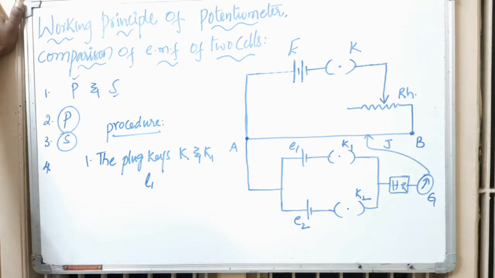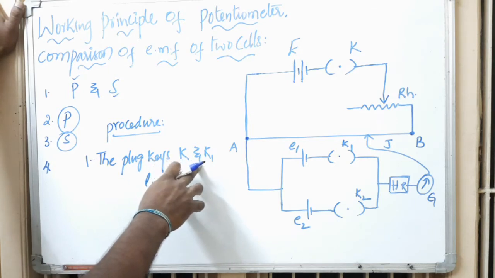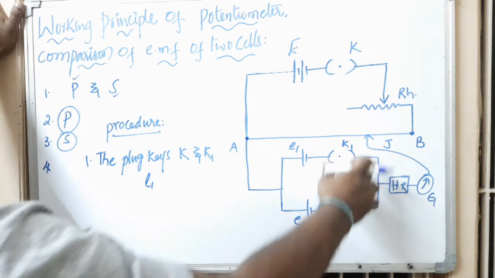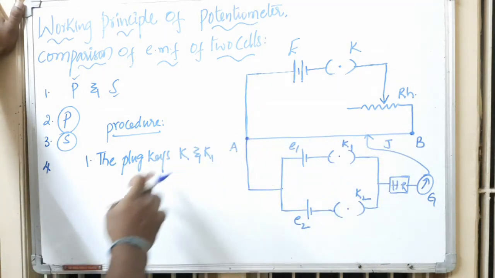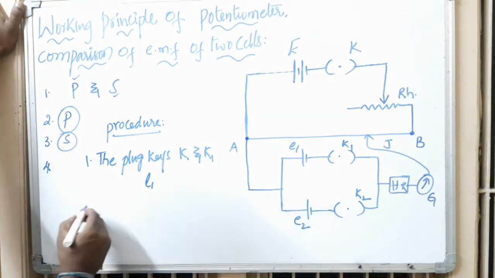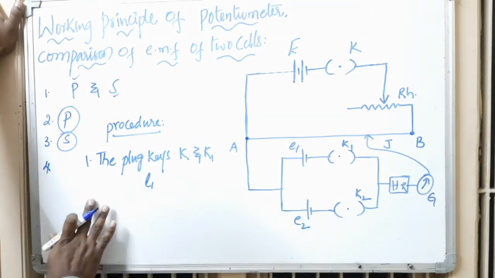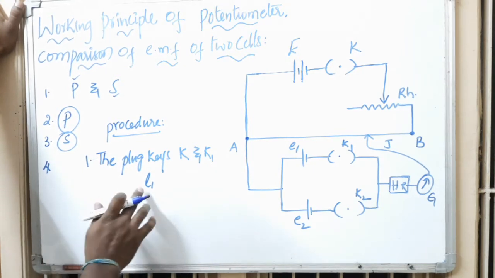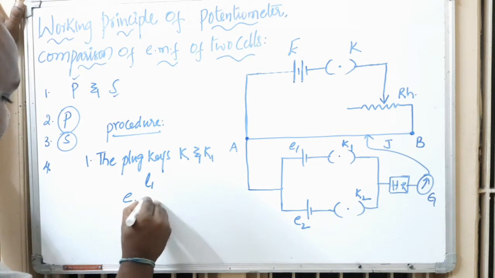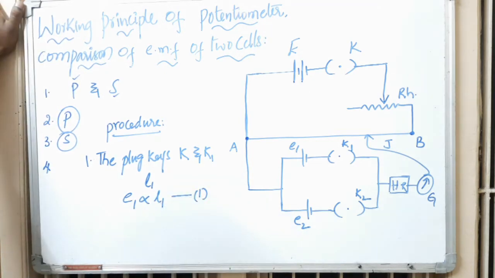So once again I am repeating the point. The plug keys K and K1 are closed. By adjusting the jockey on the wire, the balancing length L1 can be determined. Now coming to the second point, we have to write here. So as we had taken this one, it can be written as E1 is proportional to L1. This will be equation 1.